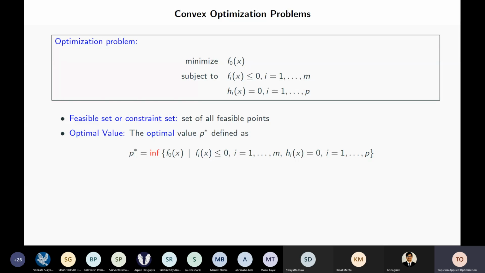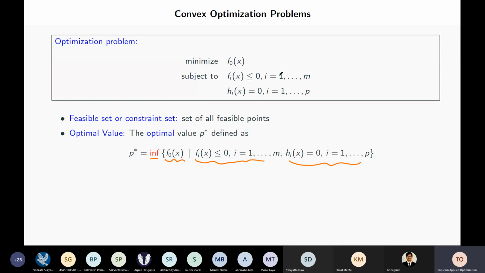The next important thing is the optimal value. This is what we are looking for. The optimal value p star is defined as the infimum of the objective function f naught of x, and obviously x should also satisfy the inequality constraints and the equality constraints.